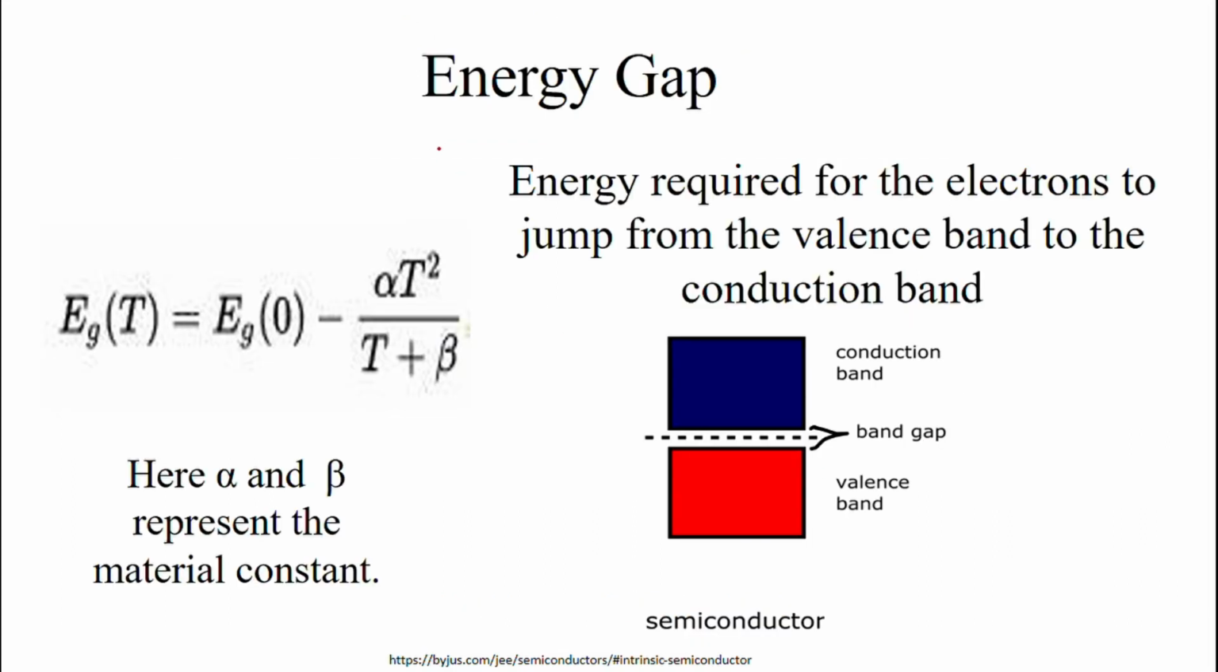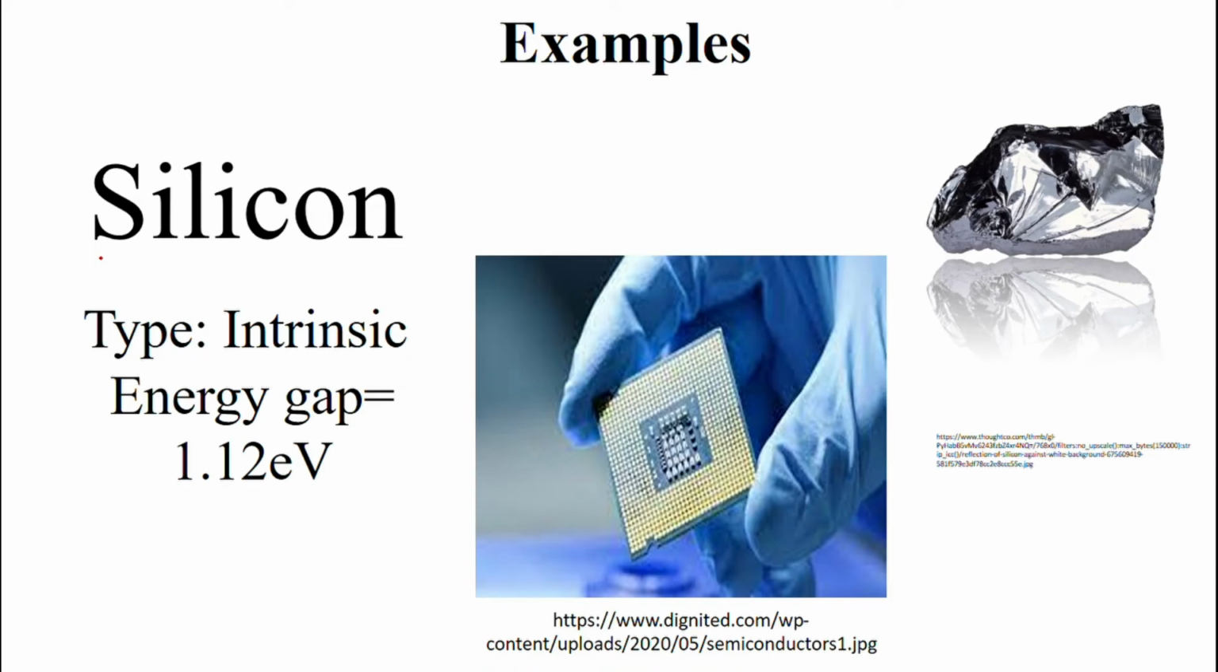Let's talk about the energy gap of semiconductors. This is the energy required for the electrons to jump from the valence band to the conduction band. We can see here that it has a small gap. Let's go to our examples. We have silicon, which is referred to as the king of the semiconductors. This is an intrinsic type, and its energy gap is 1.12 electron volts. This is its raw form, and we can fabricate it into an electronic chip.